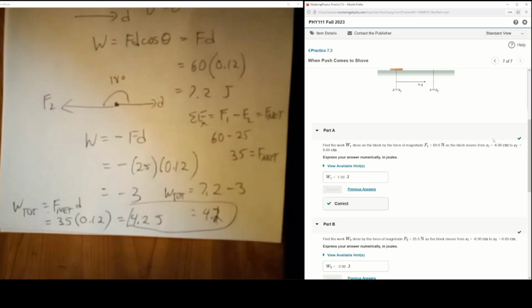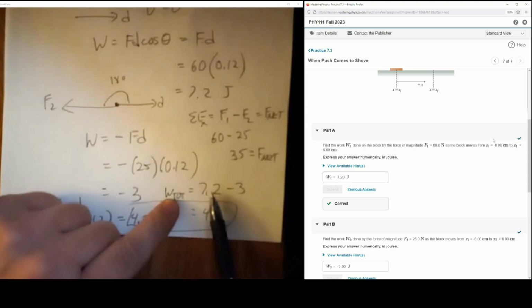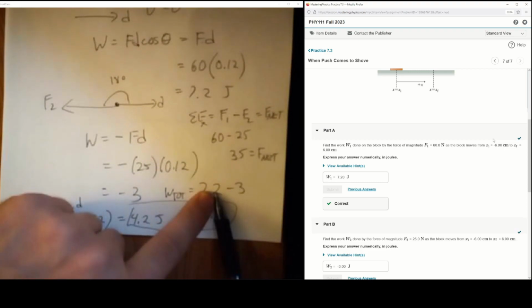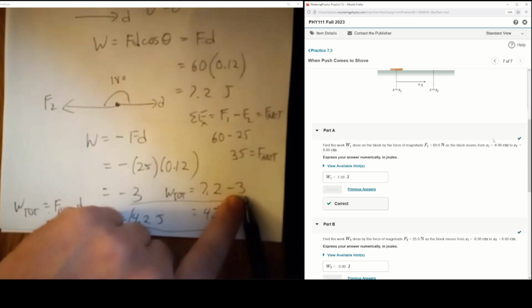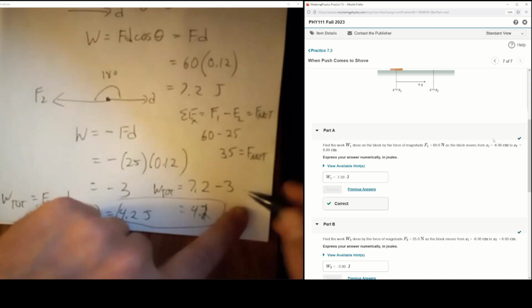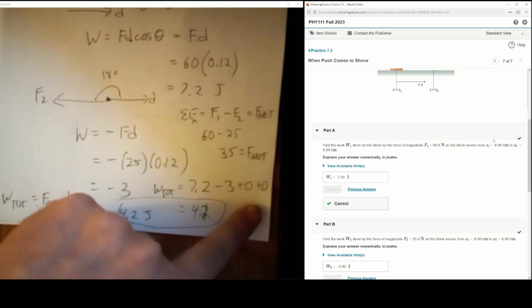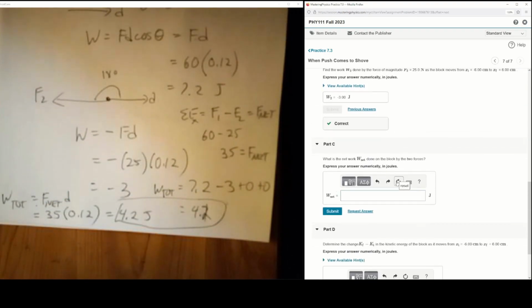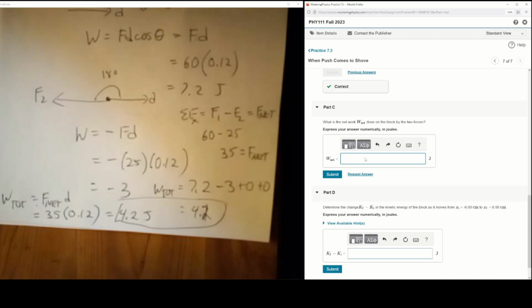So just to say it again, you can either get the net force to find total work, or you can get the total work by adding together all the force contributions. Remember, 7.2 was from force 1, minus 3 is from force 2. The normal force does no work, and gravity does no work. So our answer for part C is 4.2.